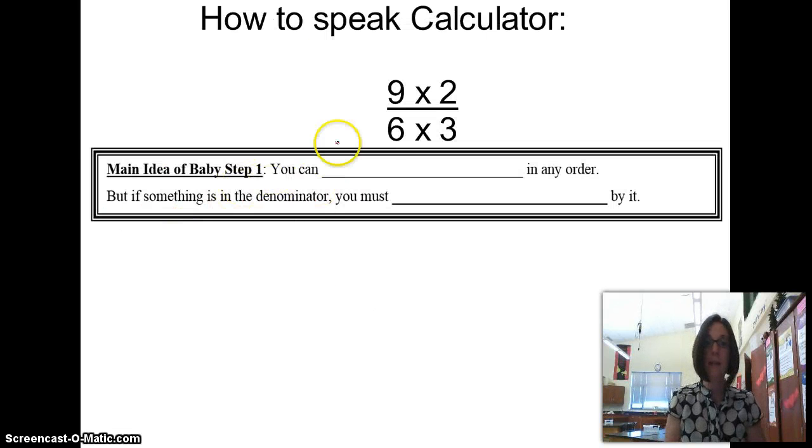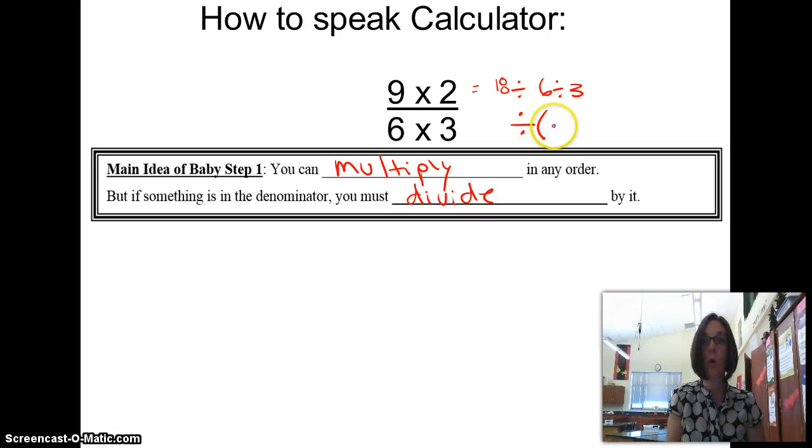So the main idea of this baby step here is that you can multiply in any order you want to. We could call this 9 times 2 or 2 times 9. Either way, it's going to give us the same number. But if something is down here in the denominator, we have to divide by it. We have to make sure to tell the calculator we are dividing by 6 and we are dividing by 3. Or we have to use order of operations parentheses and say we're doing divided by 6 times 3.